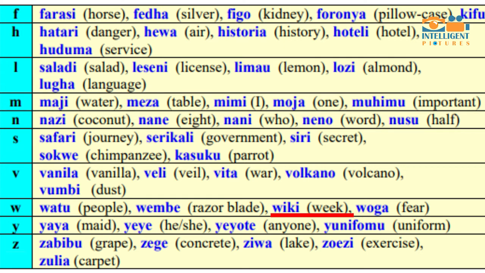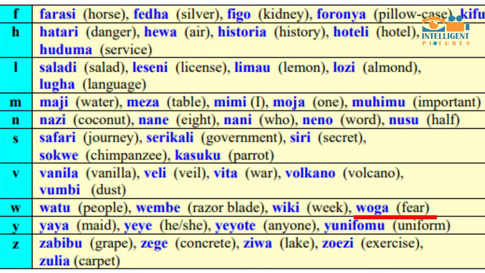Wiki means weak, okay? It is pronounced just as the same as in English. We pronounce it in Swahili as wiki, which means weak. And we also have another word, woga. Woga means fear, okay? So it starts with the sound W, woga. Woga means fear. And next, we are going to see sound Y, okay?